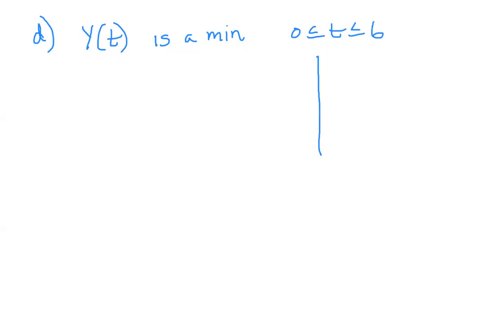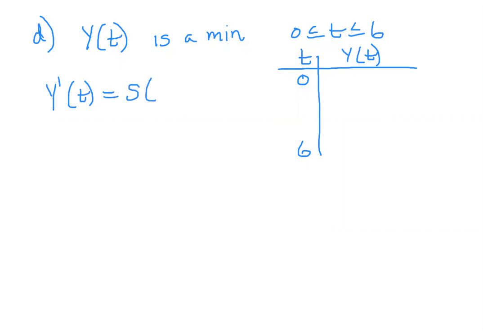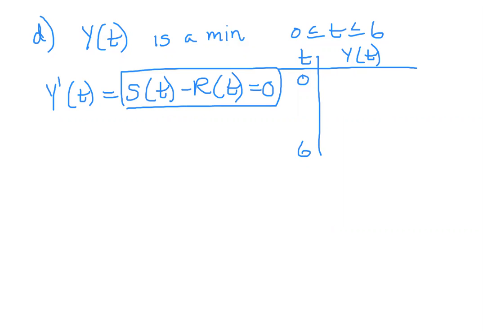So remember, when you're looking for an absolute min, you check the end points, and then you check any points in between that are relative minimums. So we have to find the relative minimum of y of t, see if there are any. So we're going to take the derivative of that, which remember was s of t minus r of t, and we're going to set that equal to 0. So you're going to do that in your calculator, but you need to write this down so that they see that's what you're doing.